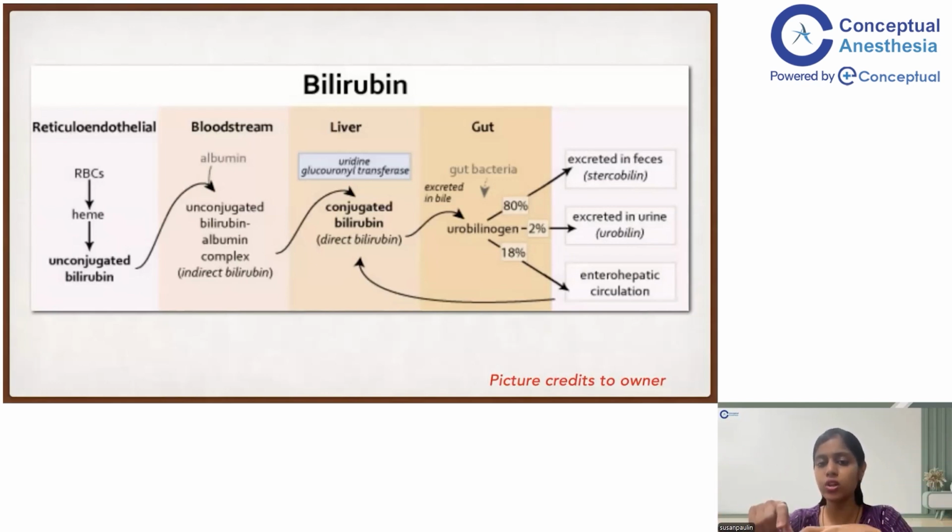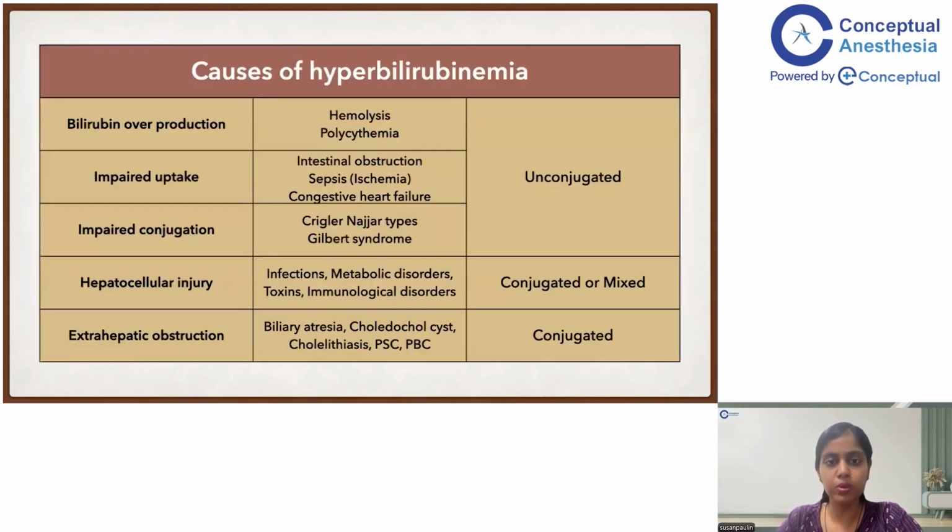and then you have conjugated bilirubin, which is then excreted in the bile, and it moves on into the intestine where the gut bacteria acts on it and it produces urobilinogen. Some of this goes into the feces and is excreted as stercobilin. 2% of it goes into the urine as urobilin, while 18% goes into the enterohepatic circulation and it is again carried back into the liver for further metabolism. So this is the metabolism of bilirubin.